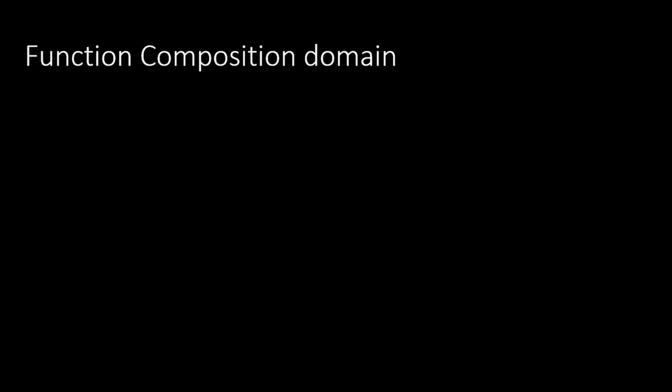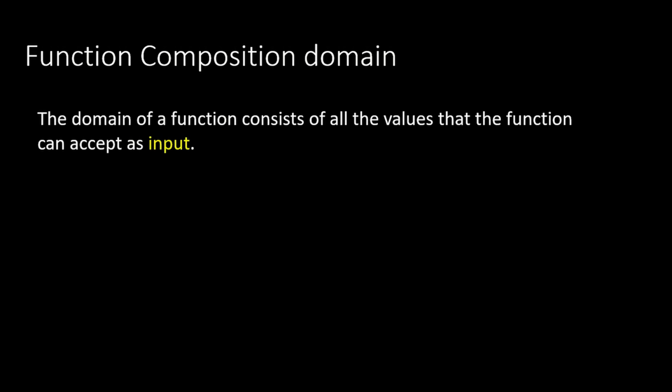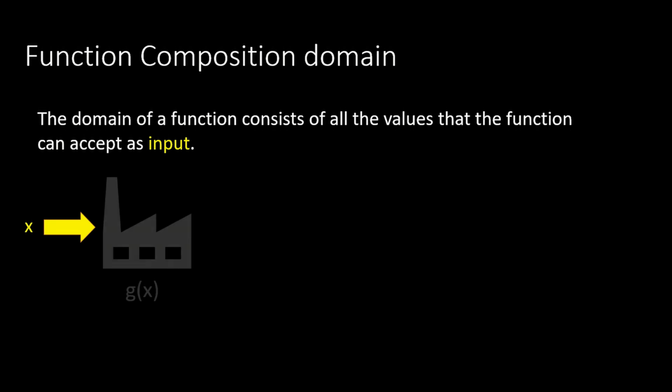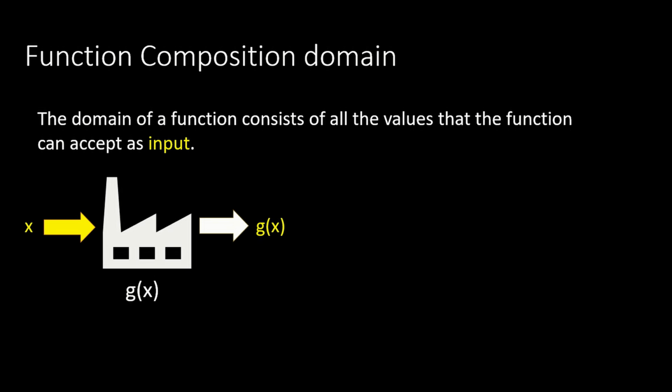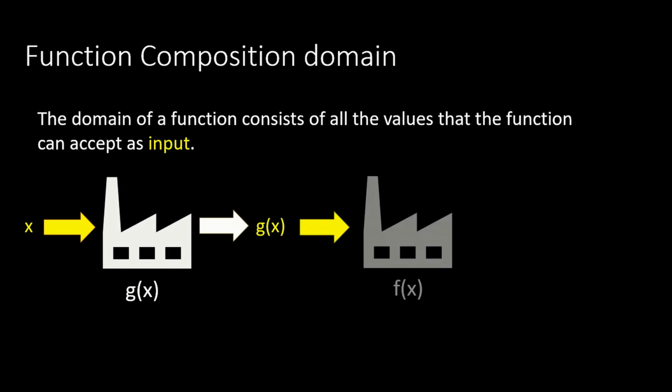Now let's talk about the domain of function composition. We know the domain of a function is all the inputs it can accept. For a composition like f of g of x, the inputs must work for both g and f. This means that x has to be valid for g, and the result of g(x) must also be valid for f. Here is an example.